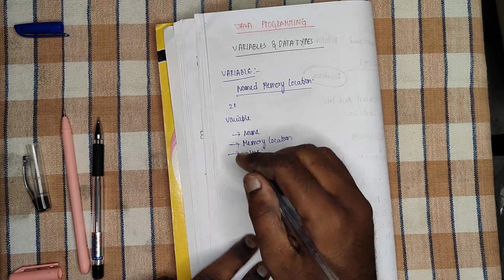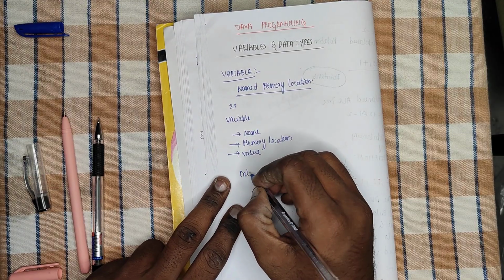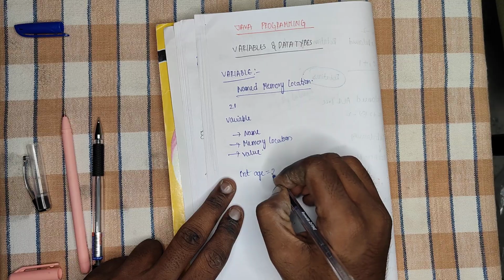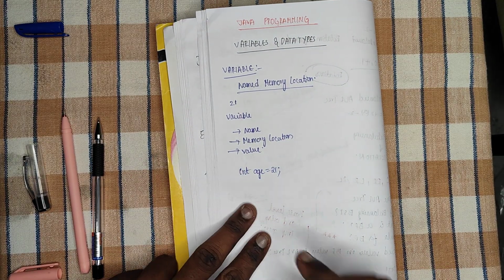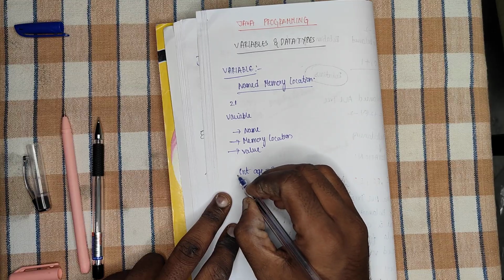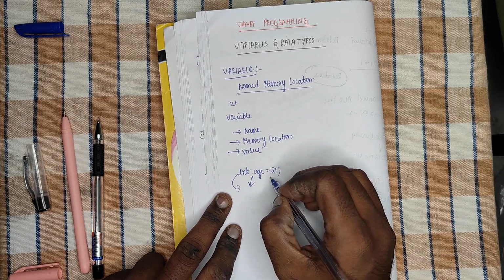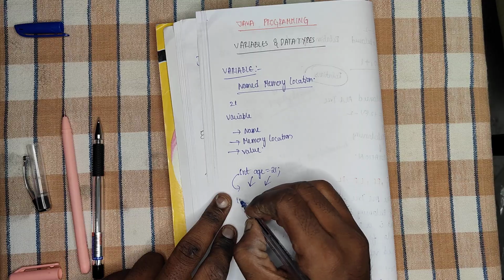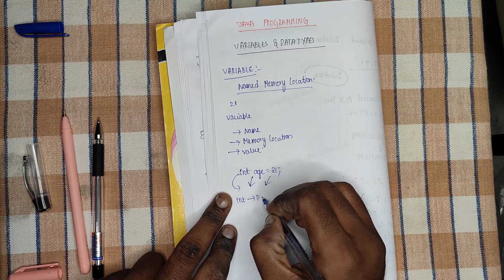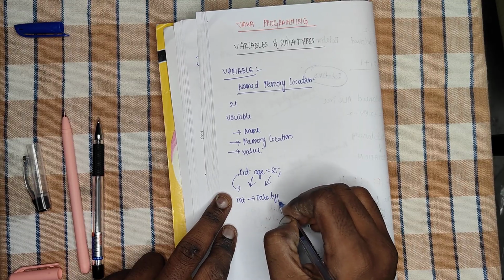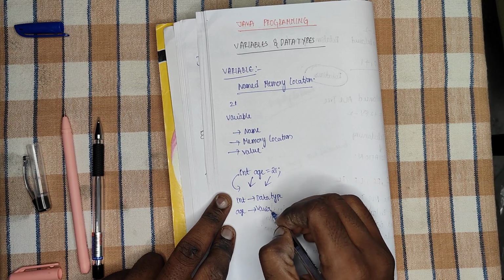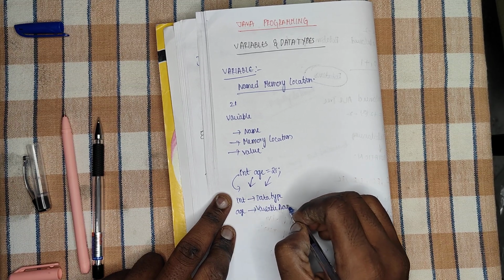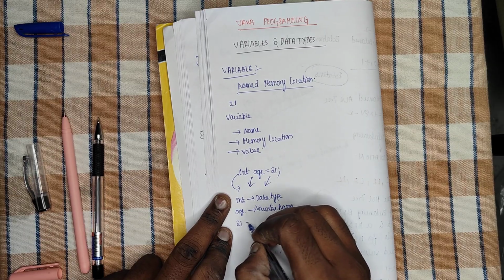For example, int age = 21. Here int is the data type. Age is the variable name. Here 21 is the value.